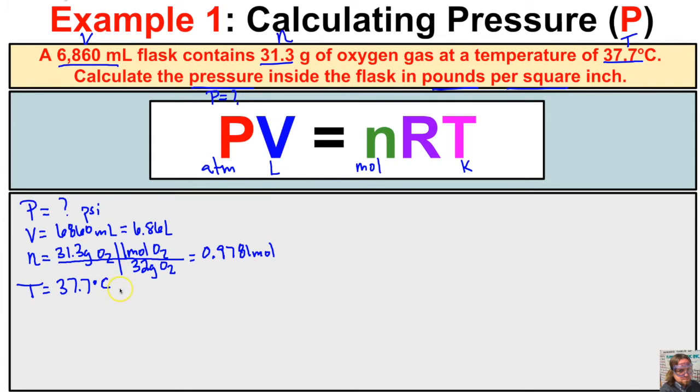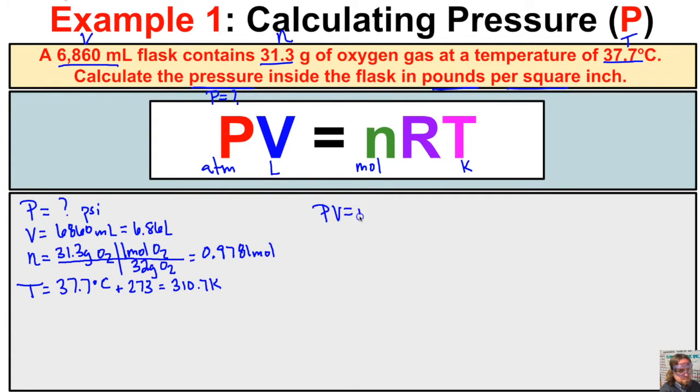Right here we have the temperature in Celsius. Temperature needs to be in Kelvin, so we're going to add 273 to this, and we end up with 310.7 K. There, so we have our volume in liters, we have the number of moles, we have our temperature in Kelvin, and we're asked to figure out the pressure.